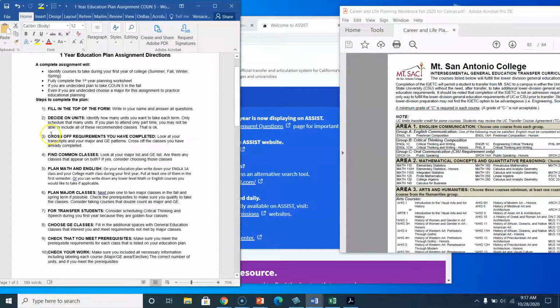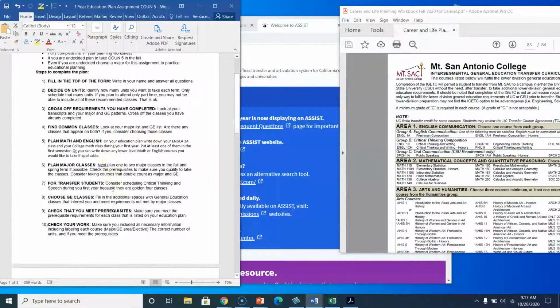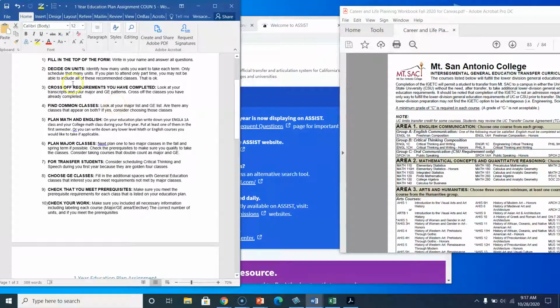Okay, so now let's look at 3 and 4. Cross off the requirements you've completed, look at your transcripts and your major and GE patterns. Cross off the classes you've already completed. Find common classes, look at your major list and your GE list. Are there any classes that appear on both? If yes, consider choosing those classes. All right, so let's do those 2 steps together.